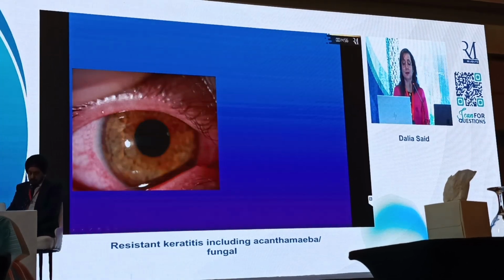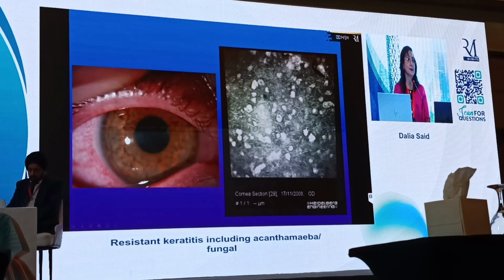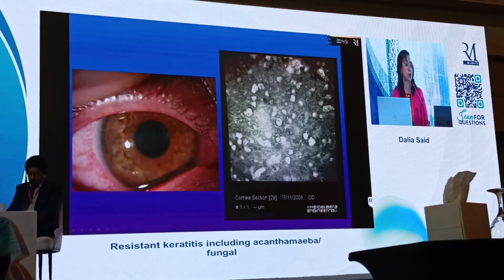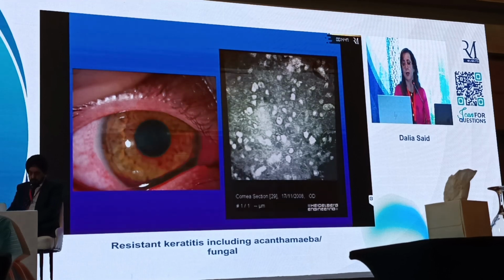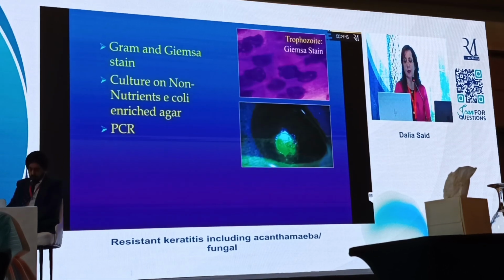So even very, very subtle signs like this can have extensive IVCM images. So that's why this modality can be very, very helpful in diagnosing acanthamoeba keratitis.